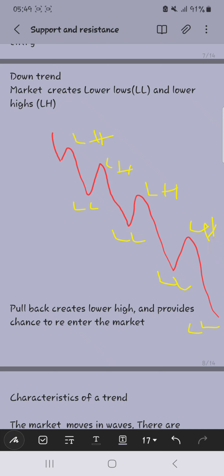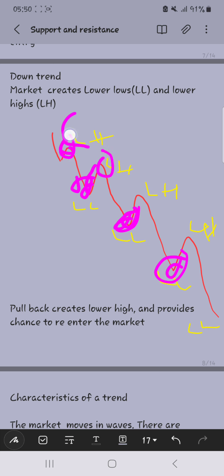So what do you have to look for in a downtrend? In a downtrend, it's now the opposite. We are creating a series of lower lows, because this low is lower than this low, this low is lower than this low, and all that. And then the pullback is creating a lower high, because this high is lower than this high, this high is lower than this high, and the series continues just like that.